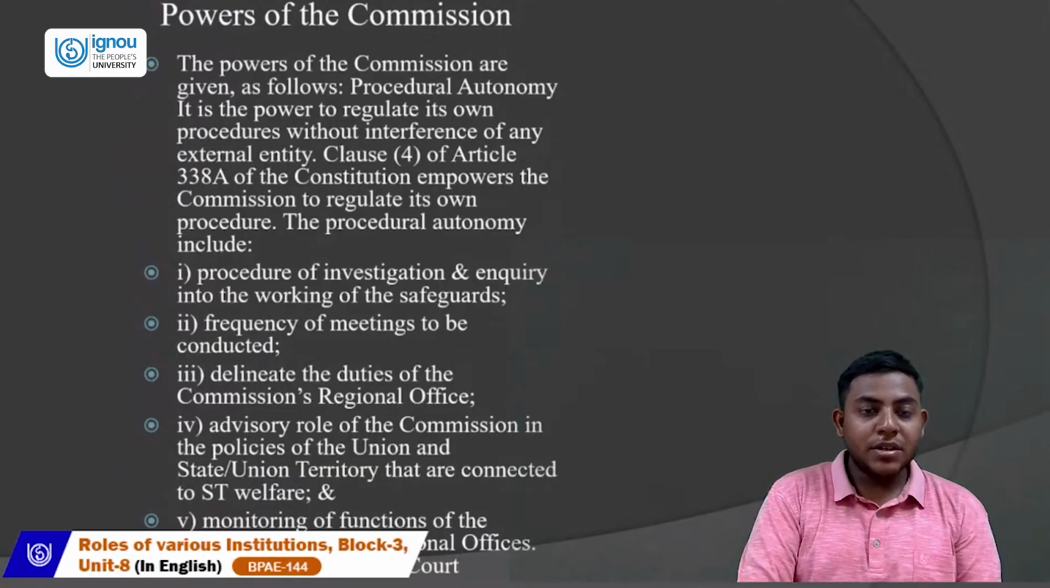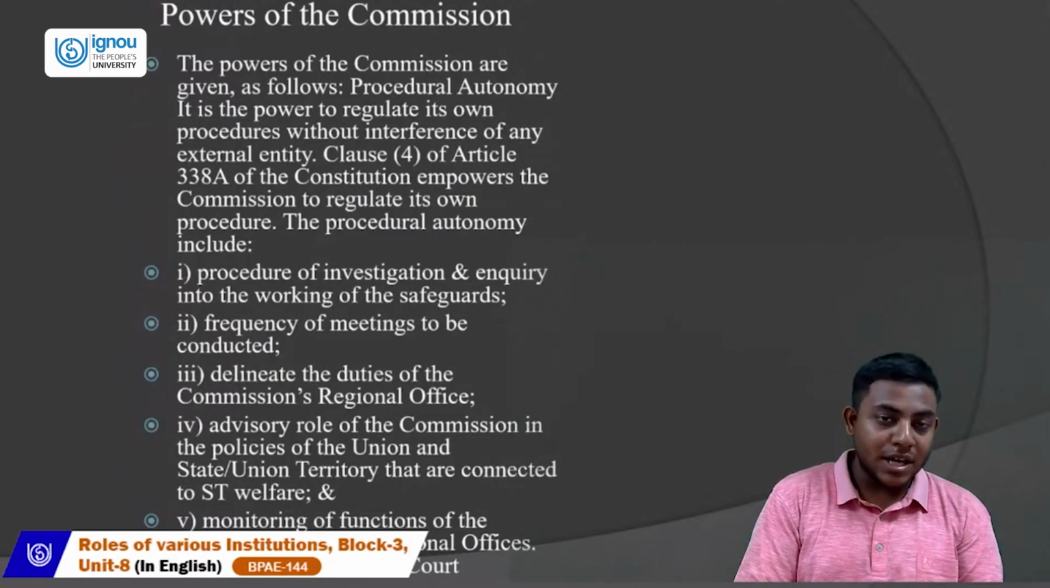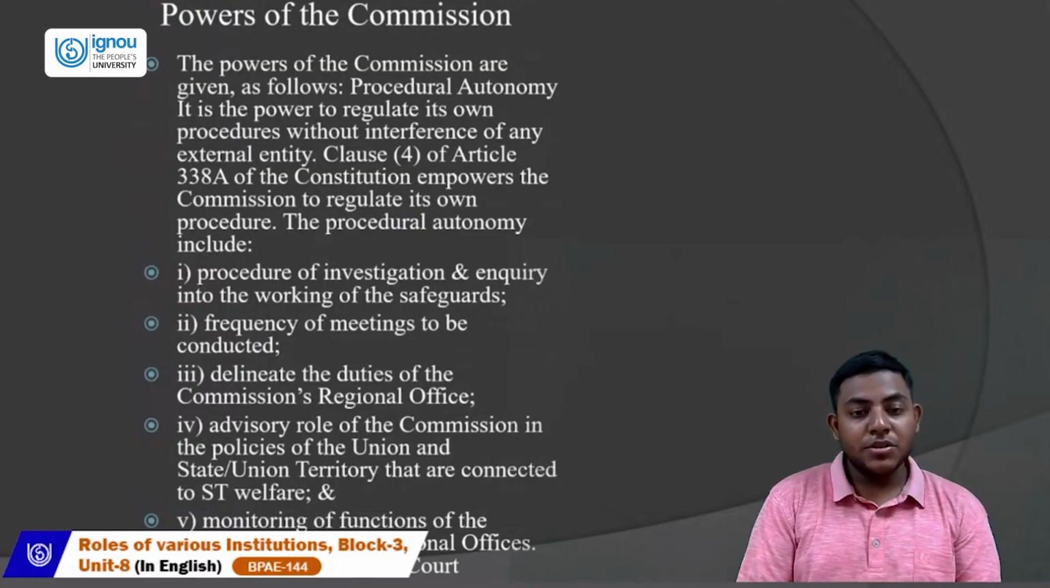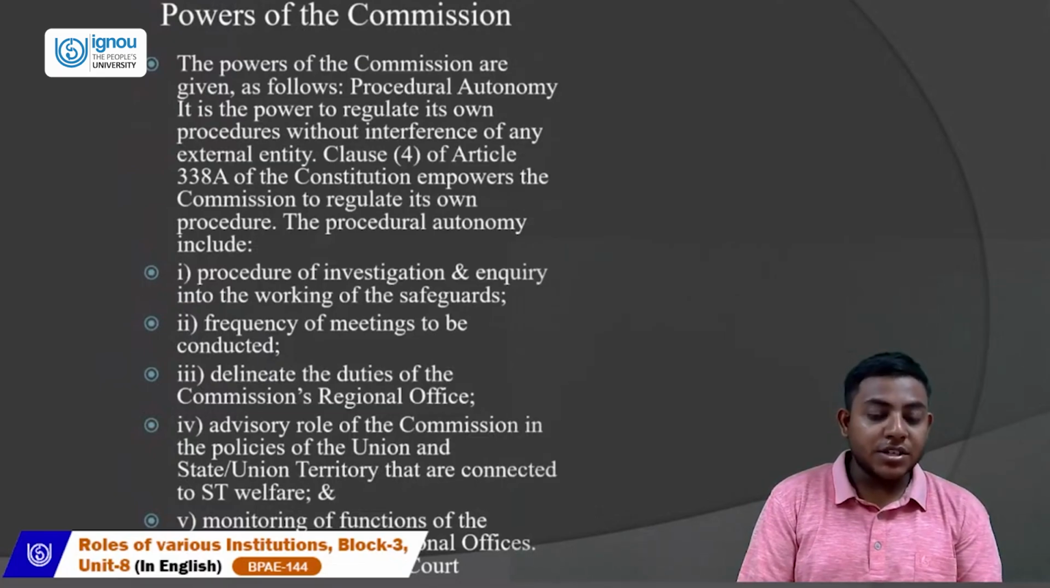So the powers of the commission are given as follows. They have procedural autonomy as well. Regarding the procedure of investigation and inquiry into the working of the safeguards, the National Commission for Scheduled Tribes has procedural autonomy, as well as procedural autonomy regarding the frequency of meetings that are to be conducted and monitoring of functions of the commission and its regional offices.